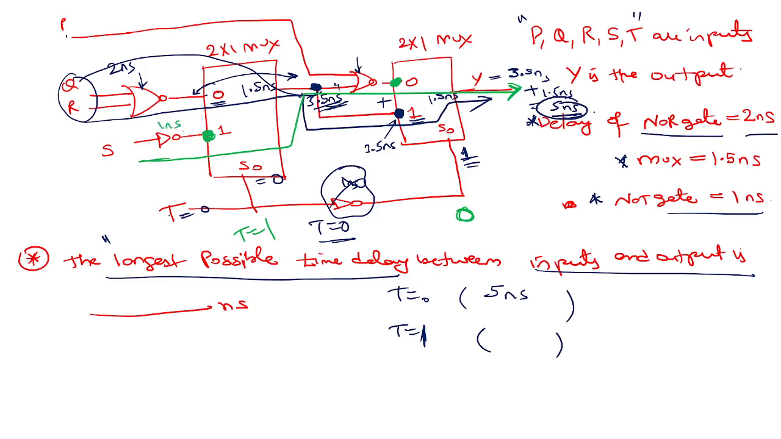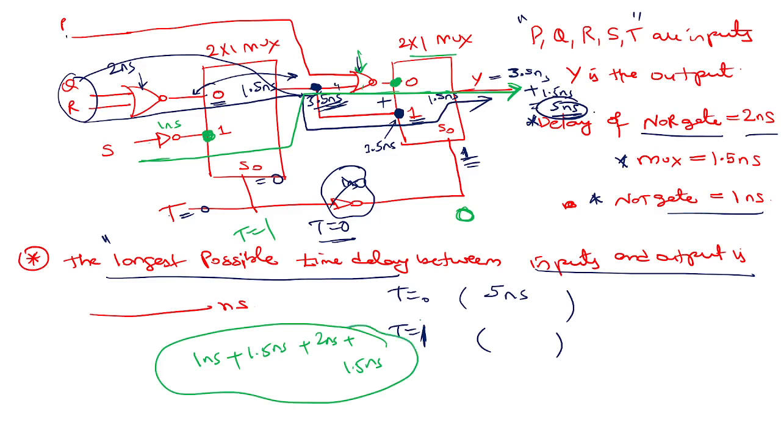Along this path, the NOT gate has 1 nanosecond. Then this MUX has 1.5 nanoseconds, plus this NOR gate has 2 nanoseconds, because along this path the NOR gate is there. Then again MUX 1.5 nanoseconds. This is the delay that you expect. What is this? 3 plus 2 plus 1, 6 nanoseconds. This is the longest path, 6. Apart from that, nothing else is there, right?